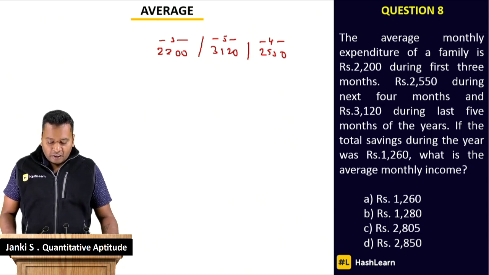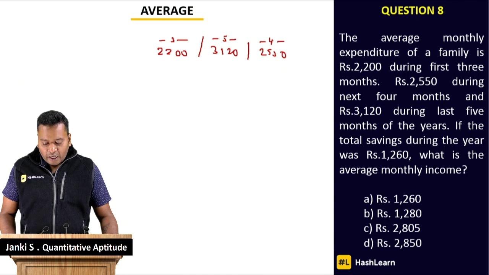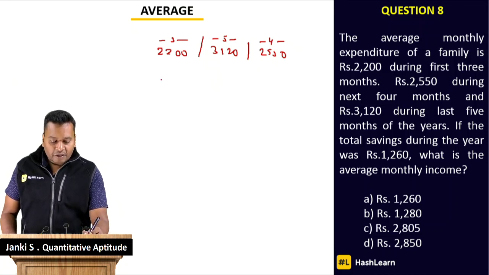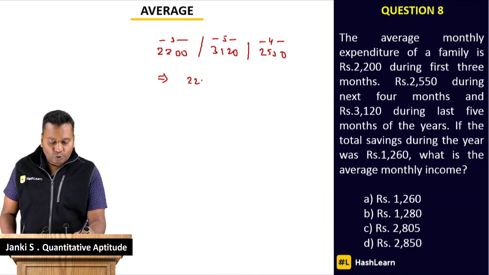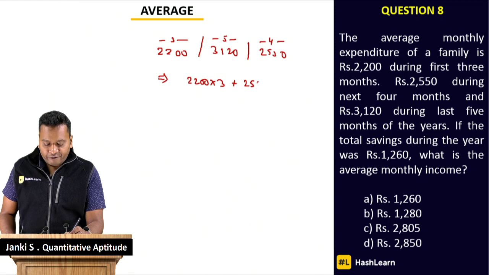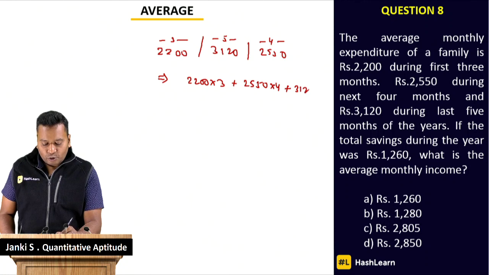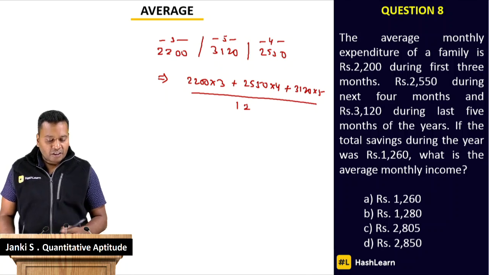Right, so first thing is I have to find out the average monthly expenditure. So let's try to identify the average monthly expenditure here. To find out the average monthly expenditure, what's my relation here? It's nothing but 2200 multiplied with 3 plus 2550 multiplied with 4 plus 3120 multiplied with 5. Now this complete value is divided by 12, right? That's my representation here.